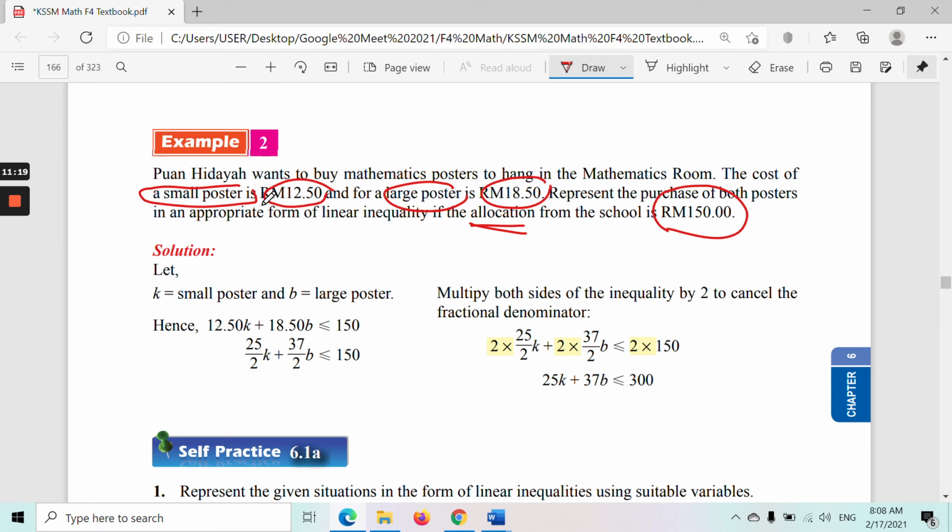So small poster just now 12 ringgit 50 cent, right? And then large poster 18 ringgit 50 cent. So do the same thing like just now. 12 ringgit 50 cent multiply K small poster, and then 18 ringgit 50 cent multiply B large poster, less than or equal to 150. We use less than or equal because we only have 150 for you to spend.